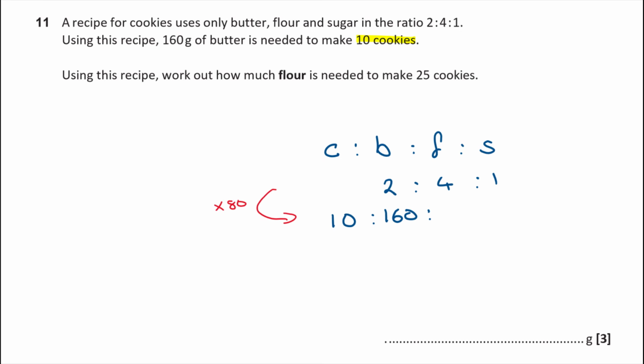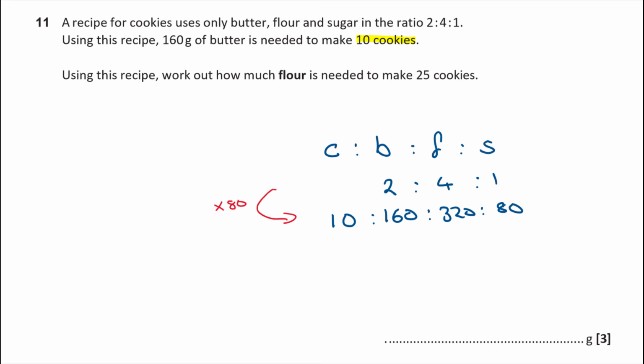So 2 times 80, already know, is 160. 4 times 80 is going to be 320. So I'm going to need 320 grams of flour. And sugar times 80 is going to be 80 grams of sugar. Okay, so that's the recipe for 10 cookies.